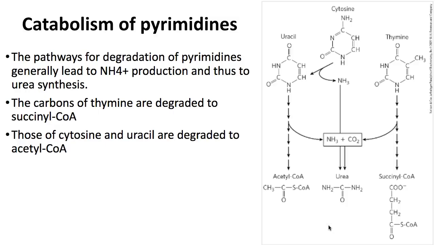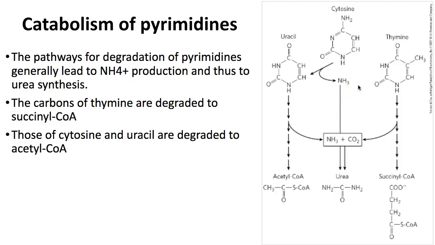And then finally, the catabolism of pyrimidines. The pathways of degradation of pyrimidines generally lead to the production of ammonium, and then thus go to the urea synthesis, the urea cycle. So remember having that ammonium and then the carbon dioxide, which ends up being bicarbonate, and then goes through the urea cycle to end up creating urea that gets excreted out.